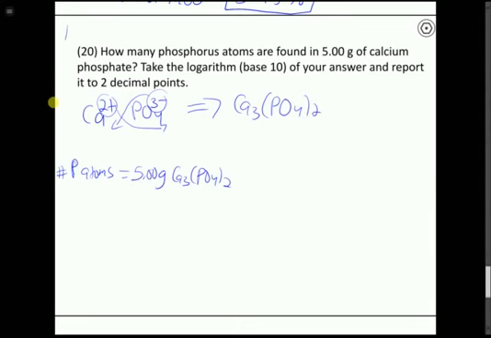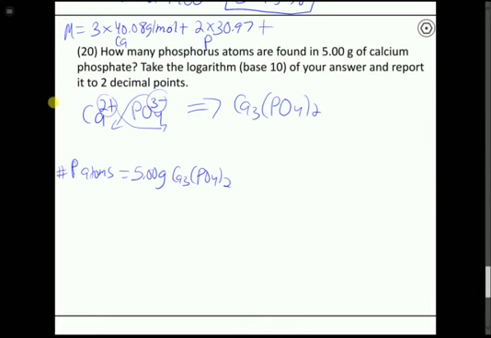So to get the molar mass of calcium phosphate, reminder that the molar mass is the sum of the atomic masses. We have 3 calciums, each of them is 40.08. We just look at the periodic table to get these numbers. We have 2 phosphoruses, each of them is 30.97. So phosphate is taken twice, so there's a total of 2 phosphoruses.